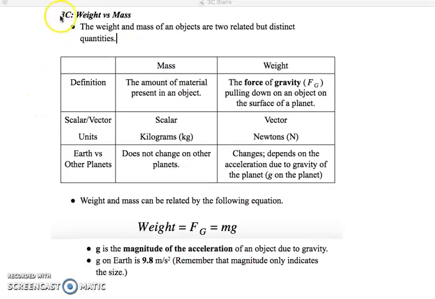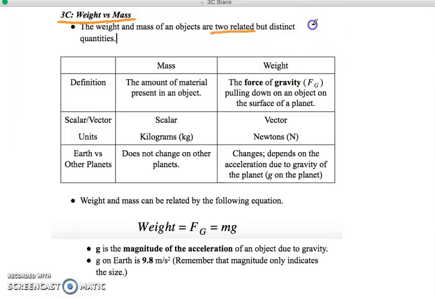Okay, we'll get started. We're going to be starting with 3C, so that's a new unit, and we're going to be talking about the concepts of weight and mass. So you've probably heard those two terms, but they have very specific physics meanings. These two concepts are related, but we're going to look at actually some of the differences.